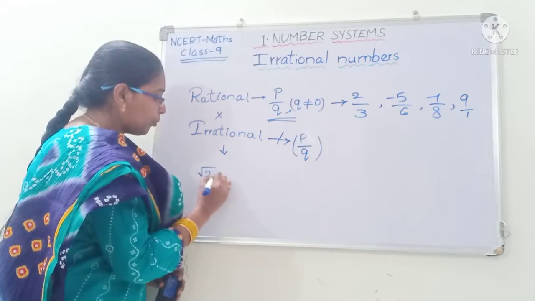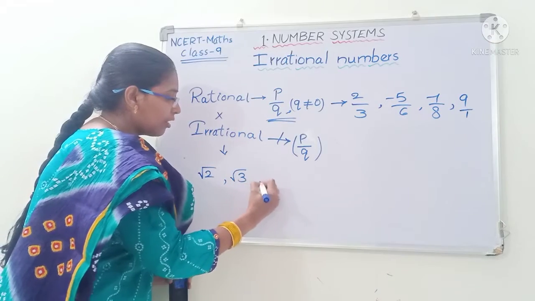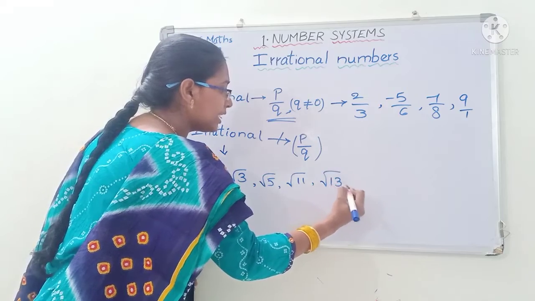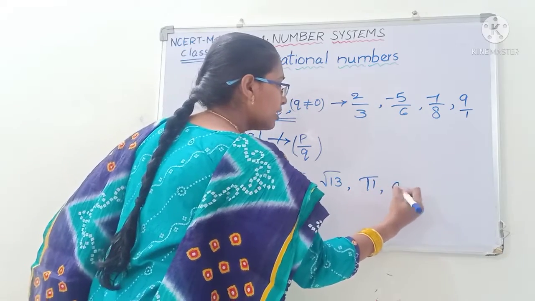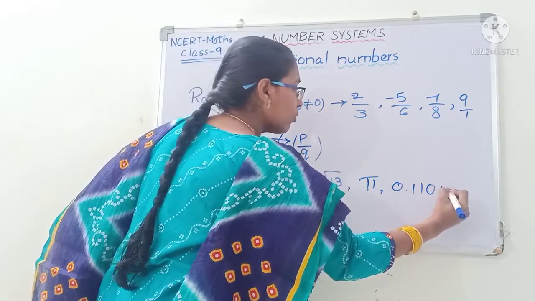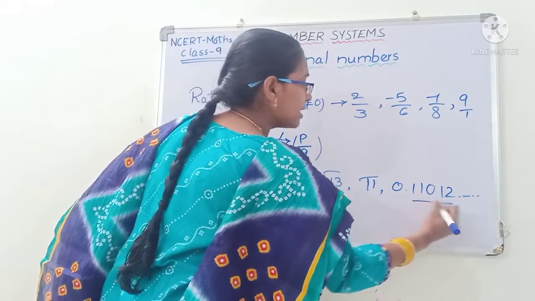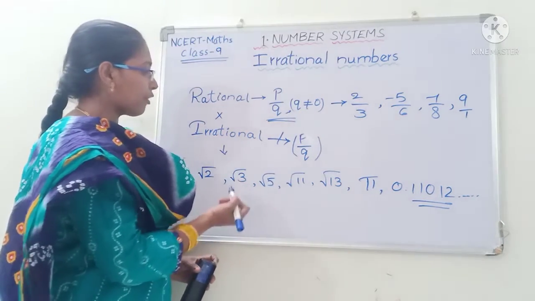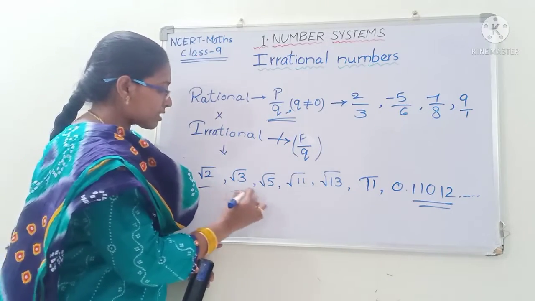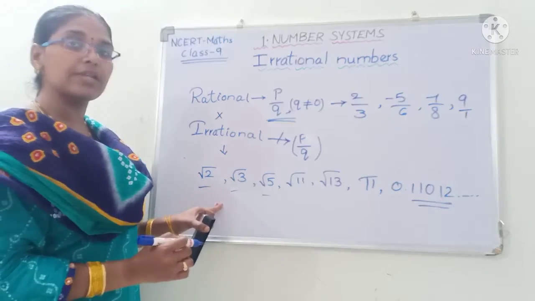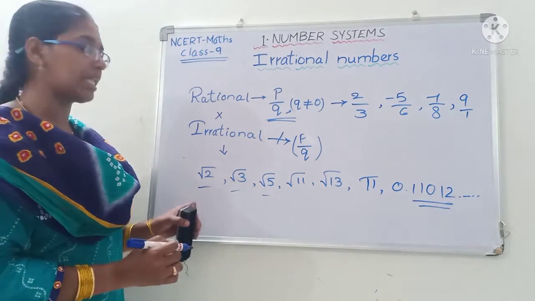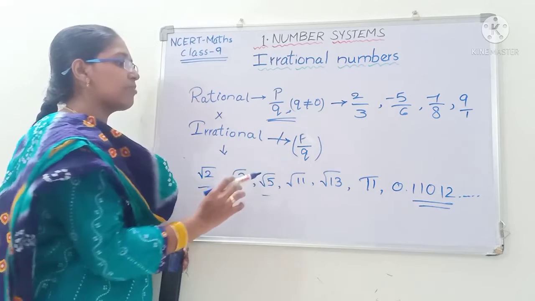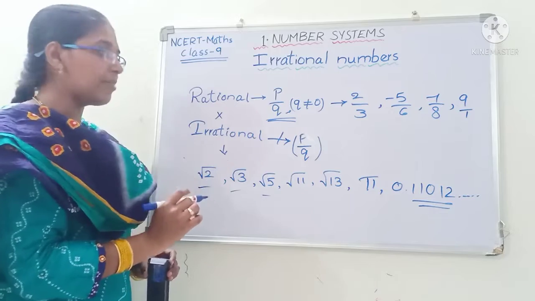Examples: root 2, root 3, root 5, root 11, root 13, pi, and a number like 0.110112 and so on. This number does not end at all. All such numbers are called irrational numbers. The proofs of how these numbers are irrational, you will learn in 10th class, children. Now remember, the numbers which cannot be expressed in the form of p by q are called irrational numbers.